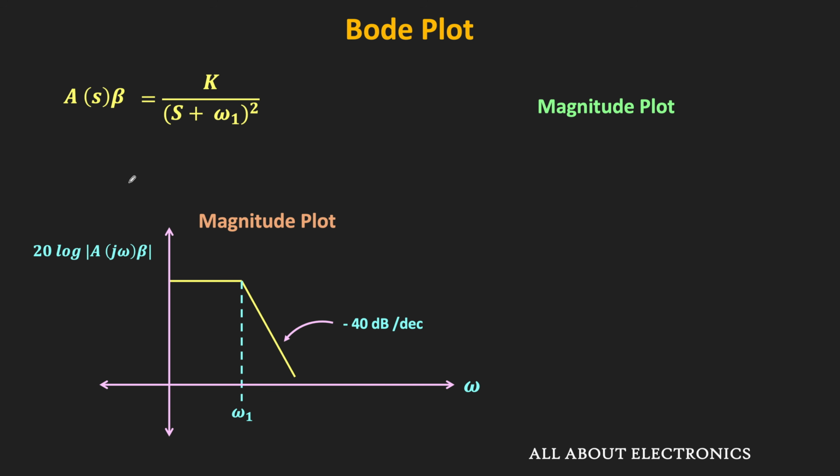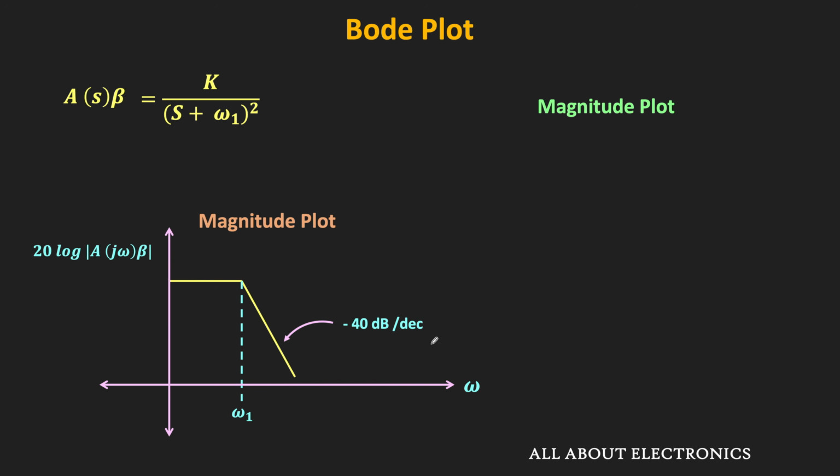That means if we have a simple pole at a specific frequency, then the magnitude will reduce at 20 dB per decade. But if we have two poles, then this amplitude will reduce at the rate of 40 dB per decade. Similarly, suppose we have three poles at omega 1, then from omega 1 onwards, this amplitude will reduce at the rate of 60 dB per decade. That means with each pole, this amplitude will reduce at the rate of 20 dB per decade.